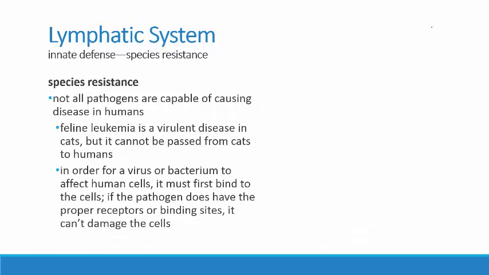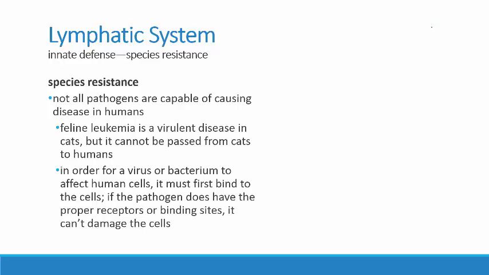Okay, so let's now get into some of the innate defenses. And the first one is what we talk about as species resistance. Humans have species resistance because we are not affected by bacterial or viral pathogens that go after other species. For instance, feline leukemia. It's a virulent disease in cats. It'll kill the cat, but it's not passed from cats to humans. So we have species resistance against feline leukemia.